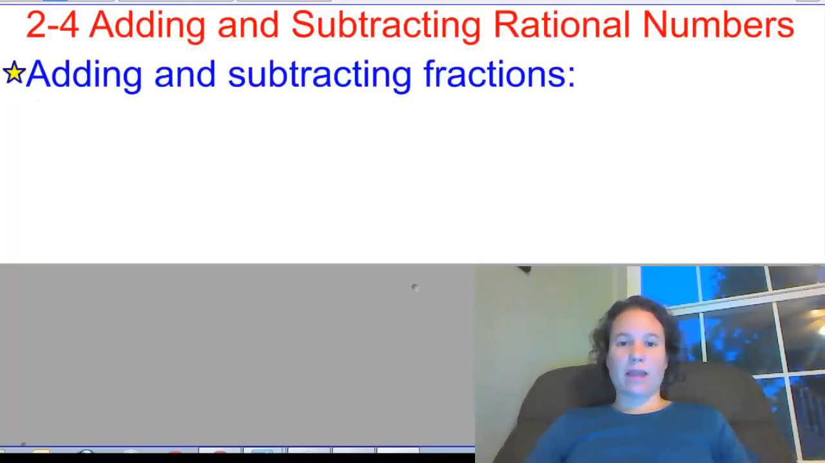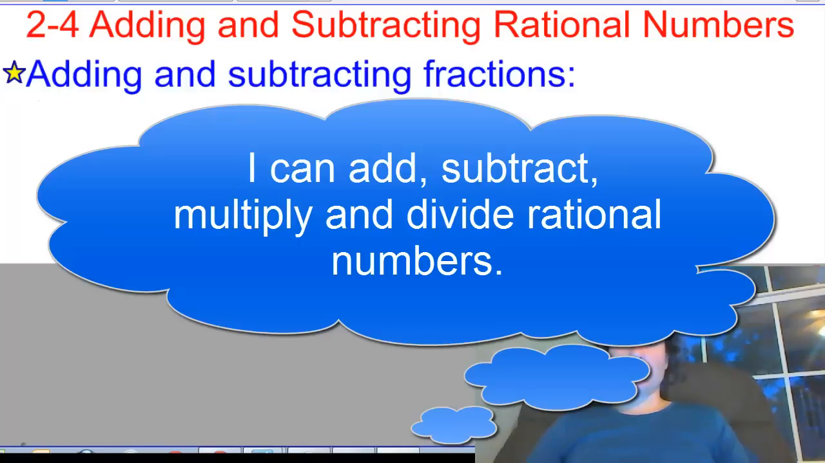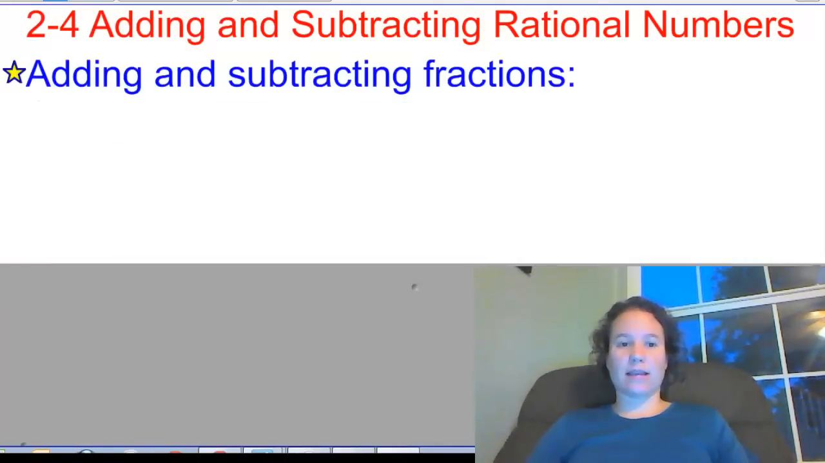This one's going to be about adding and subtracting rational numbers, and this goes with the learning goal: I can add, subtract, multiply, and divide rational numbers. So we're just going to do the first half of that tonight. And basically when we're talking about adding and subtracting rational numbers, we're going to be talking about adding and subtracting fractions. So what do we do when we add and subtract fractions?